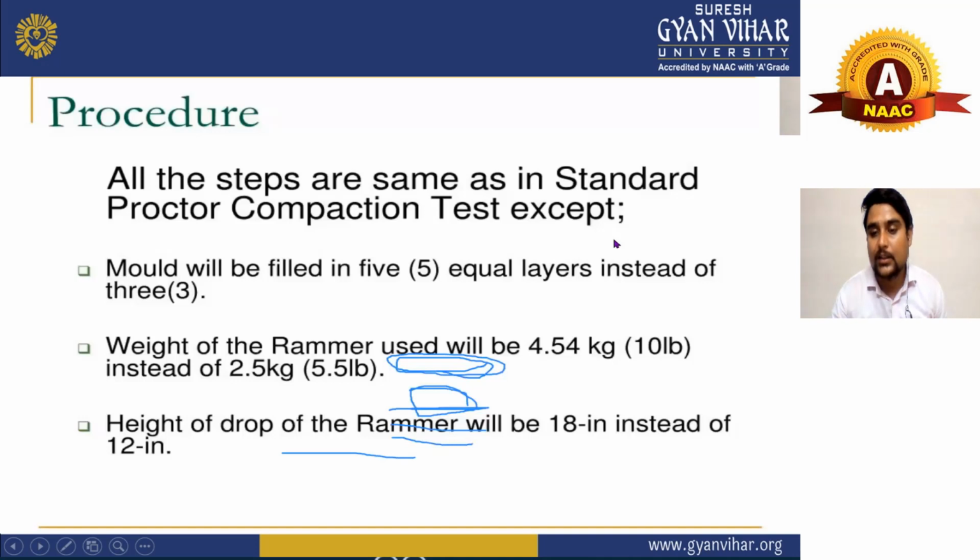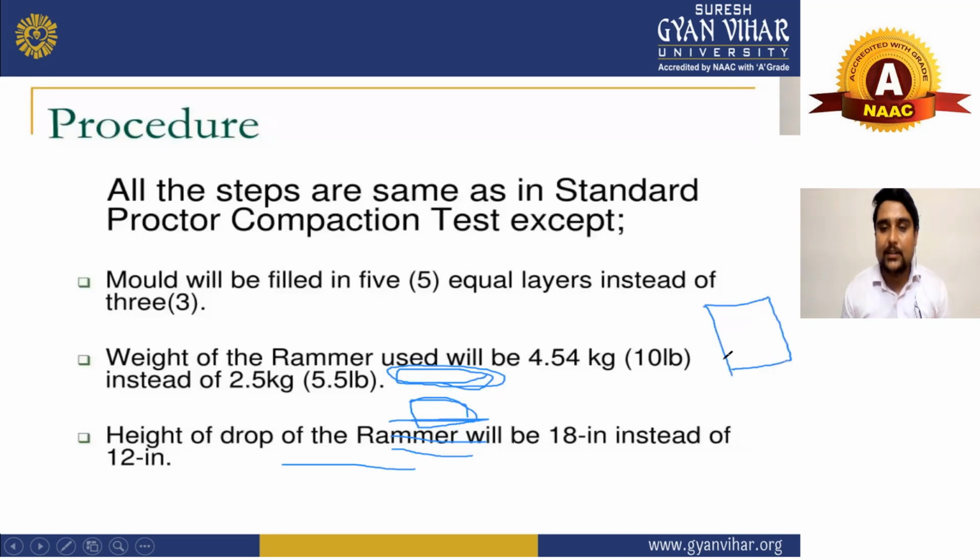Now we will see what the procedure is for the modified Proctor test. All the steps are the same as in the standard Proctor compaction test, except the mold will be filled in 5 equal layers. Here your mold will be filled in 5 equal layers, and there we are only filling in 3 layers. As you can see, 1, 2, 3, 4, and 1 layer will be here also. You have to fill the soil in 5 layers instead of 3, and the weight of the rammer used will be 4.5 kg, 10 lbs, instead of 2.5 kg.